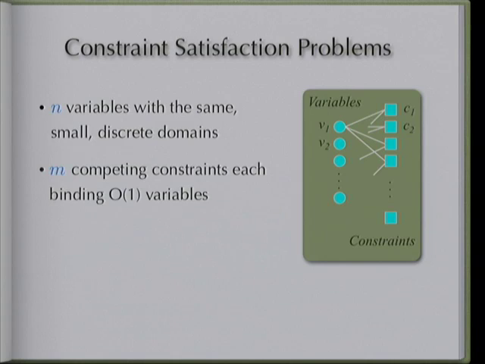And each constraint favors a subset of all possible configurations of the variables that it binds. And the degree of each constraint is always going to be constant. So each constraint is going to bind maybe 2 or 3 or just a handful in general of variables. And to the extent that I draw this graphically, I'm going to be using this Tanner graph notation.